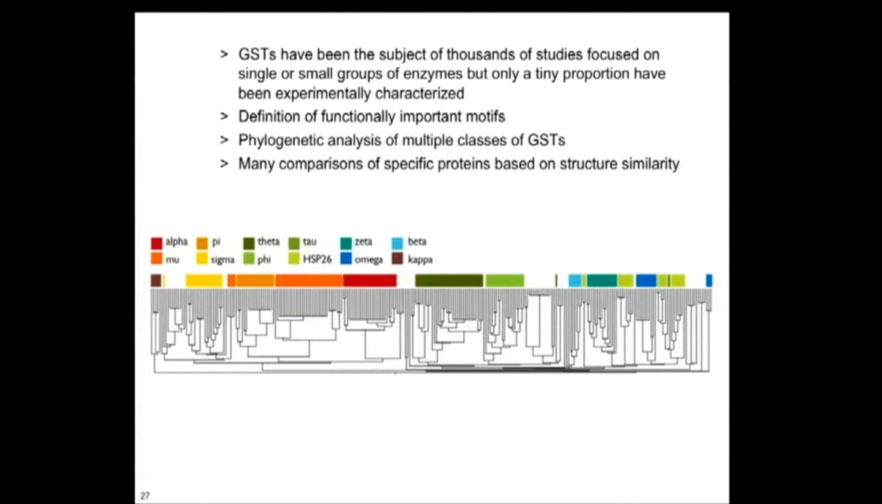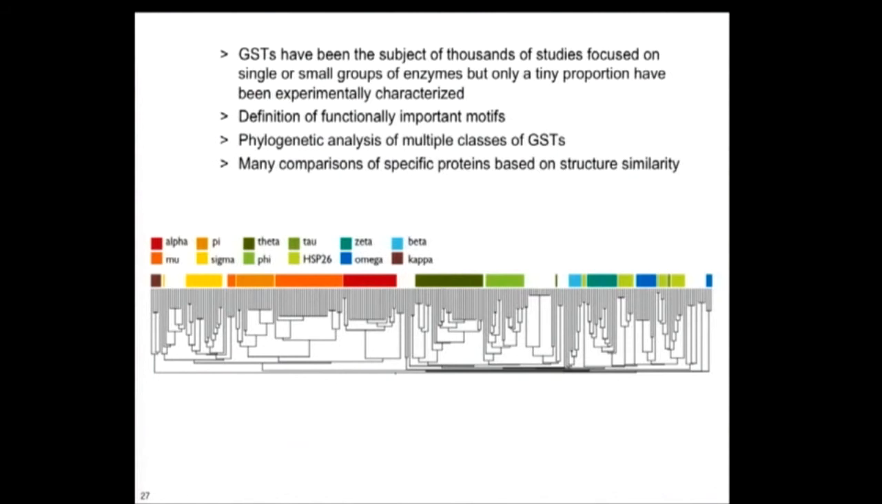There have been phylogenetic analyses of different classes of GSTs and lots of pairwise structure comparisons, where the structure of one protein was compared against the structure of another. But until we did this study, there was no global study or view of this whole set of proteins.